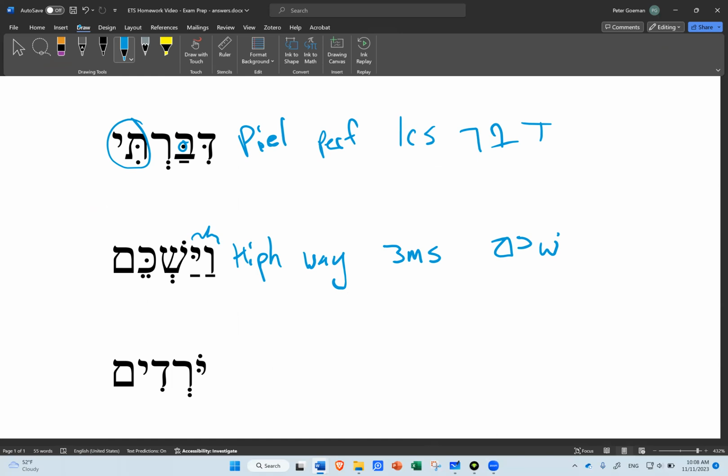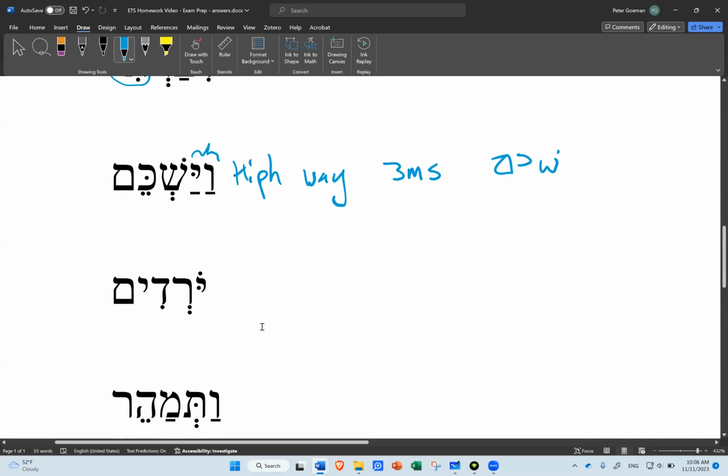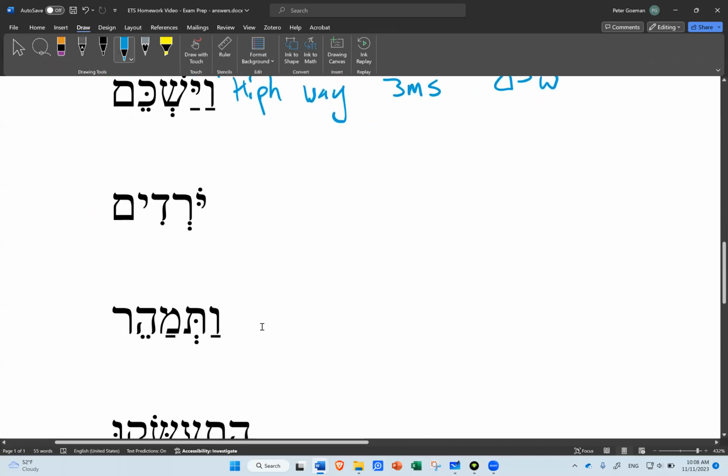Sometimes the Hifil will have a Hireq Yod inserted in the middle, but in this case, it does not. So we're good with the color system. All right, so Hifil vayyiqtol 3ms from shakam. All right, moving on to the next one.